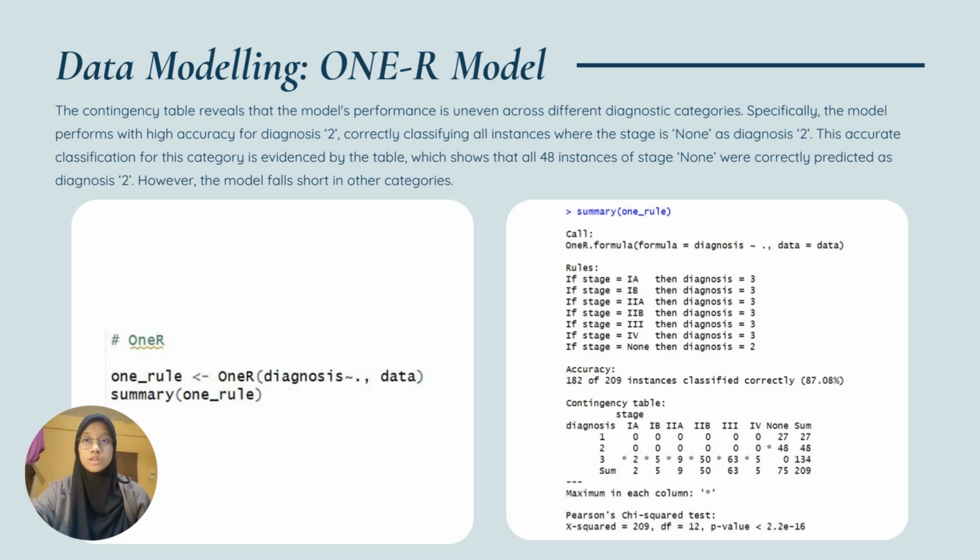I will now move on to the data modeling section. So for data modeling, we use three models which are 1R, naive Bayes, and CART. First, I will explain the 1R model.